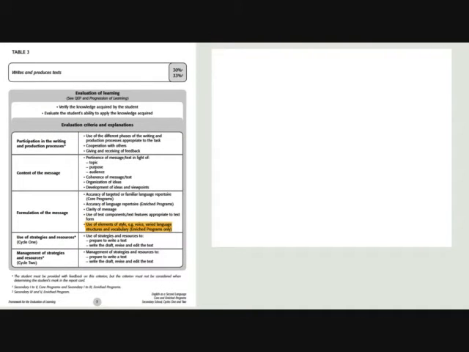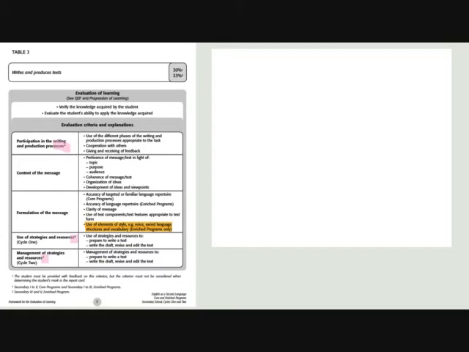Okay, competency 3, writes and produces texts. So again, notice our little asterisks. You can't evaluate the participating in the writing and production processes. You can give feedback. Are you following all the different steps? Maybe your writing would be better if you put out a plan first instead of just starting to write right away.